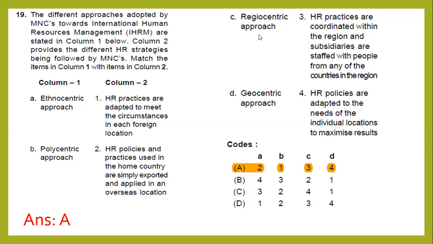Next, C, regiocentric approach. Here HR practices are coordinated with the region and subsidiaries, or staffed with people from any of the countries in the region. So according to the local region practices, HR practices are followed. Next, D, geocentric approach. HR policies are adapted to the needs of the individual locations to maximize the results. So therefore, the correct option is A.